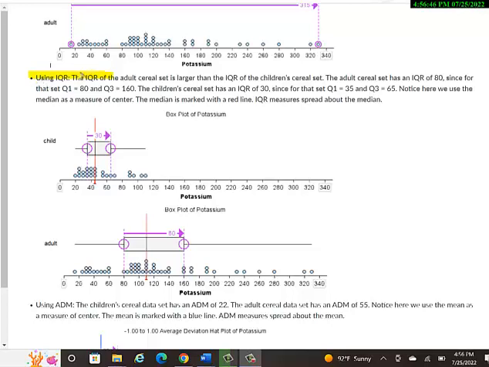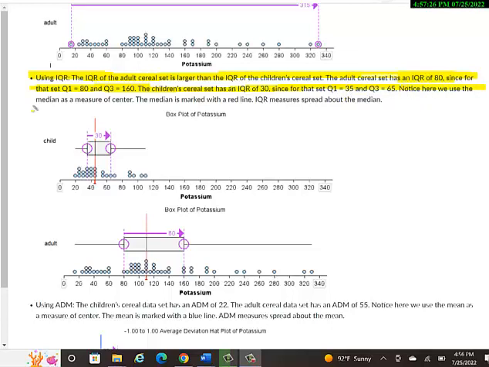The next way we'll do IQR, the interquartile range. So cutting it into 4 pieces like we've seen before. The IQR of the adult cereal set is larger than the IQR of the children's cereal set. The adult cereal set has an interquartile range of 80, since for that set, Q1, which is the largest value in the first quarter, is 80, and Q3, which is the largest value in the third quarter, is 160. The children's cereal set has an interquartile range of 30, since Q1 is 35 and Q3 is 65.